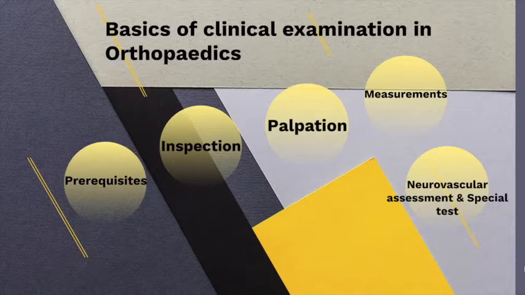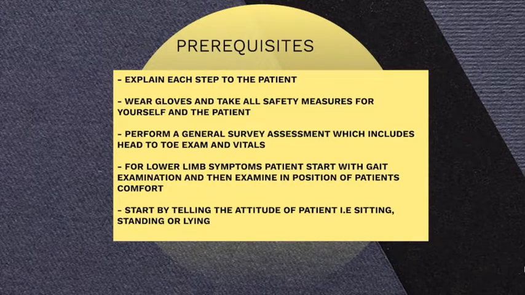In this segment, we will be discussing the basics of clinical examination in orthopedics. Like any other local examination, there are some prerequisites for the orthopedic examination. We have to explain each step of examination to the patient. We have to wear gloves throughout and take all safety measures for ourselves as well as the safety of the patient. Then we have to perform a general survey assessment, which includes a head to toe examination and vital parameters of the patient so as to rule out any gross abnormality.